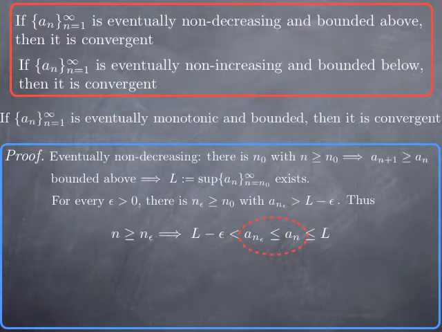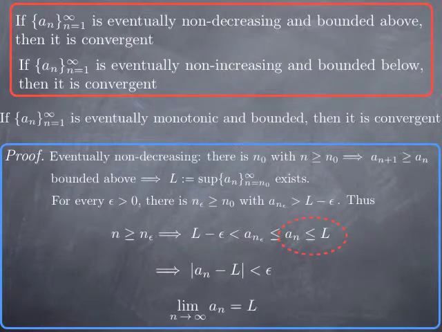This inequality is because for n greater than n epsilon, in particular greater than n0, the sequence is non-decreasing. That means an plus 1 is greater than an for each n, and in particular an is going to be greater or equal to a n epsilon. The last inequality follows from the fact that L is the least upper bound. In particular, it is an upper bound, so it is greater or equal to each term of the sequence. So that means that the distance between an and L is less than epsilon, and therefore the limit of the sequence is L, which proves our theorem.